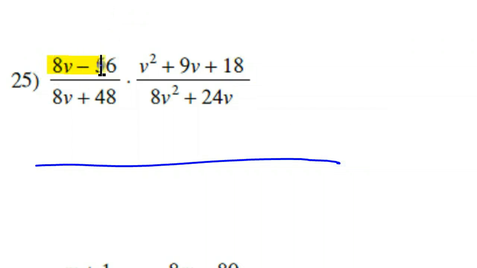Okay, I'm looking at this one right now, and I see the GCF. 8 and then V minus 7. Alright, 8 times 7 is 56. Alright, now I'm looking at this one.